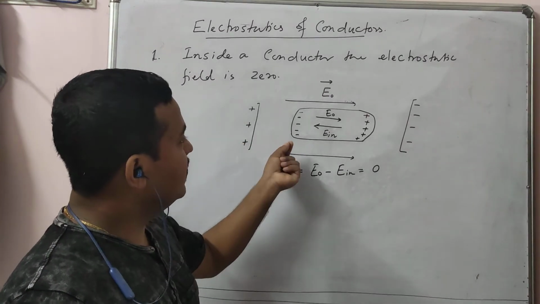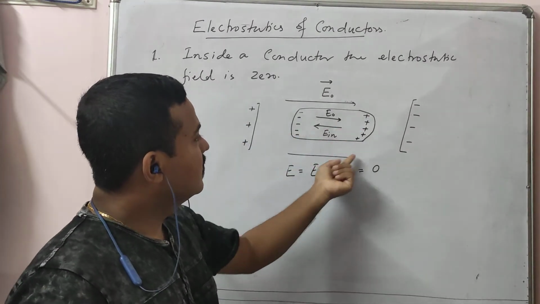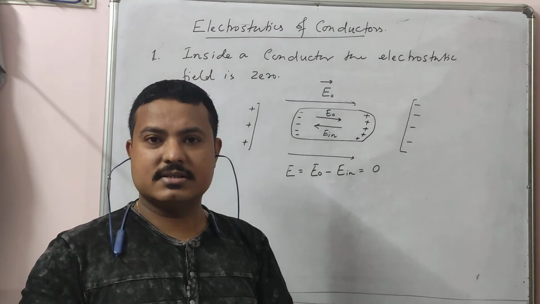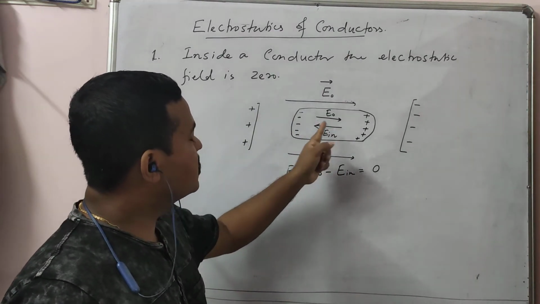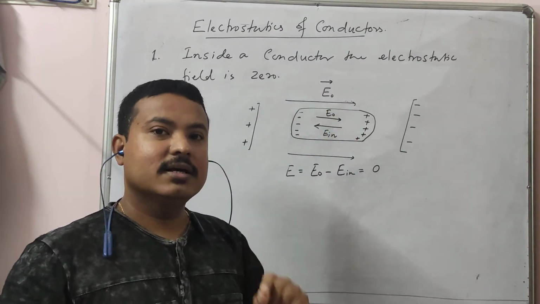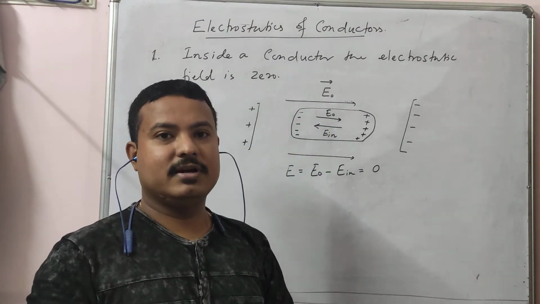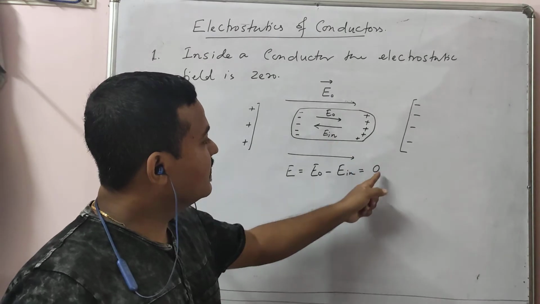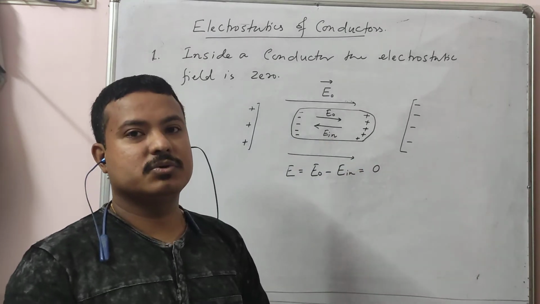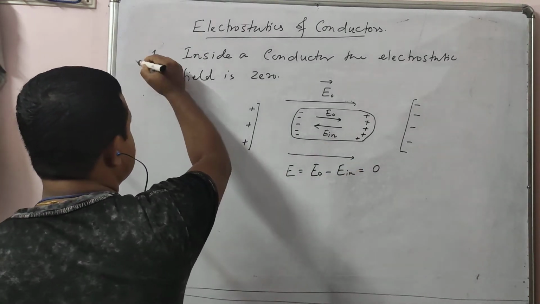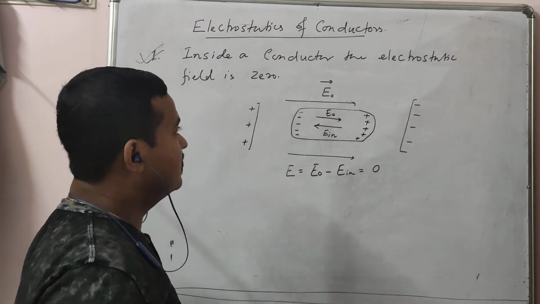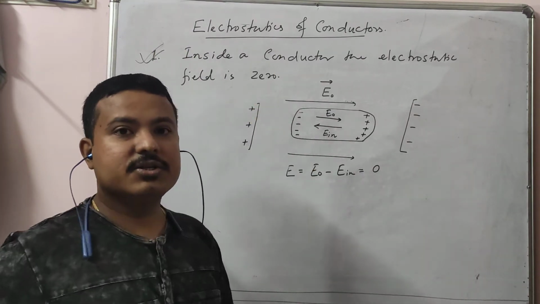Since the conductor has free charges, the movement of charges takes place till the induced electric field becomes equal to the applied electric field, so that the total field inside the conductor becomes zero. So you have to remember this property, that is, inside a conductor the electrostatic field is zero.